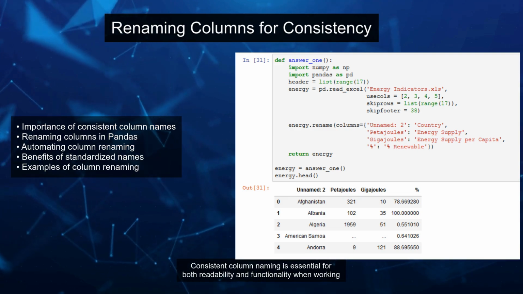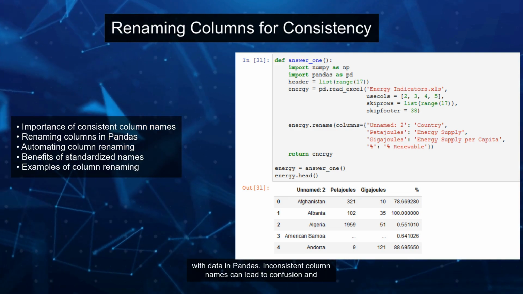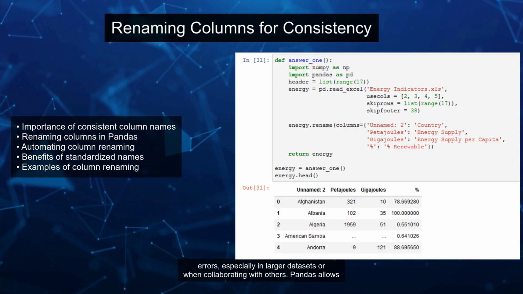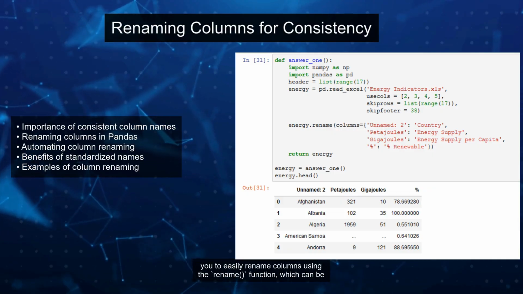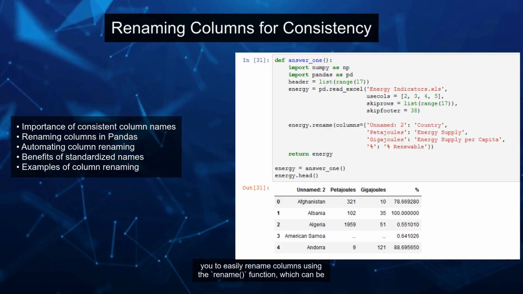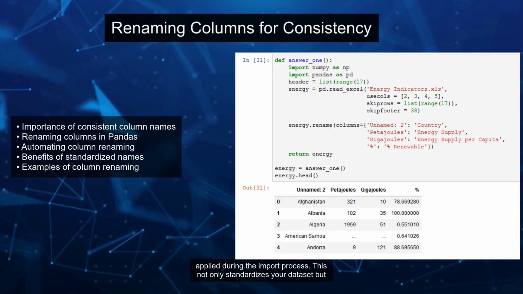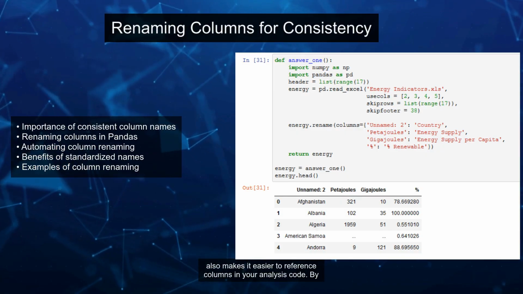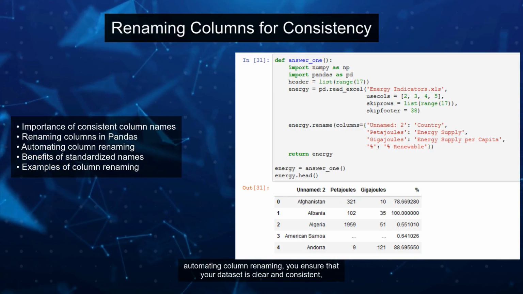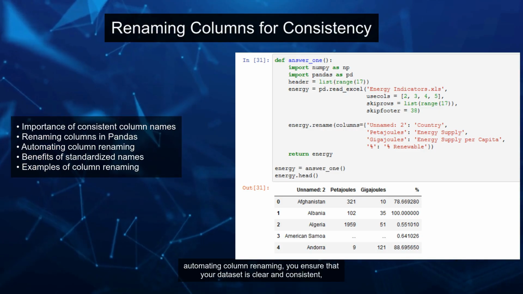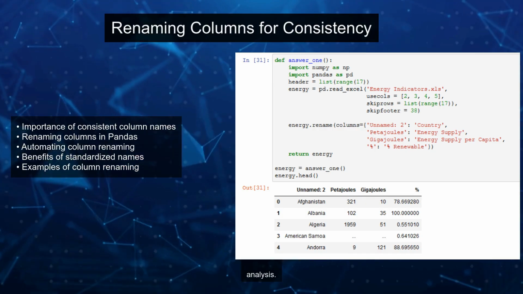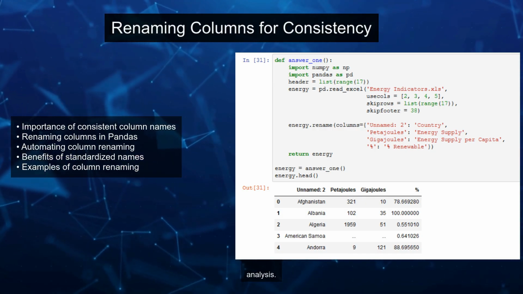Consistent column naming is essential for both readability and functionality when working with data in Pandas. Inconsistent column names can lead to confusion and errors, especially in larger datasets or when collaborating with others. Pandas allows you to easily rename columns using the rename function, which can be applied during the import process. This not only standardizes your dataset but also makes it easier to reference columns in your analysis code. By automating column renaming, you ensure that your dataset is clear and consistent, reducing the likelihood of errors and improving the overall quality of your analysis.